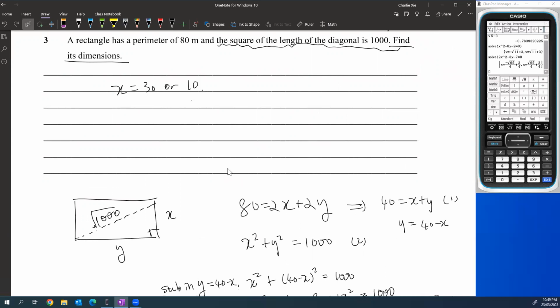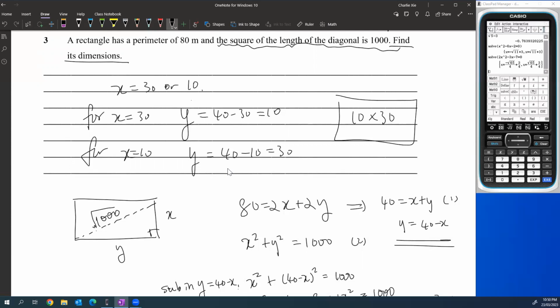Let's find the corresponding y. For x equals 30, we know y equals 40 minus x. So y equals 40 minus 30, that's 10. And for x equals 10, y equals 40 take away 10, that's 30. So the dimensions, doesn't matter which way you go, are always 10 by 30. All right, this is your answer.